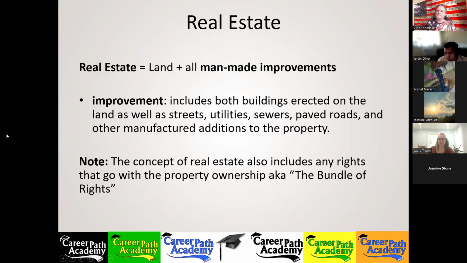Now, real estate is the same definition of land, but it also includes man-made improvements. Well, what is an improvement? Improvements include both buildings erected on the land, as well as streets, utilities, sewers, paved roads, and other manufactured additions that were added to the property. Note, the concept of real estate also includes any rights that go with the property ownership, that bundle of rights, because that's part of the definition of land too, right?